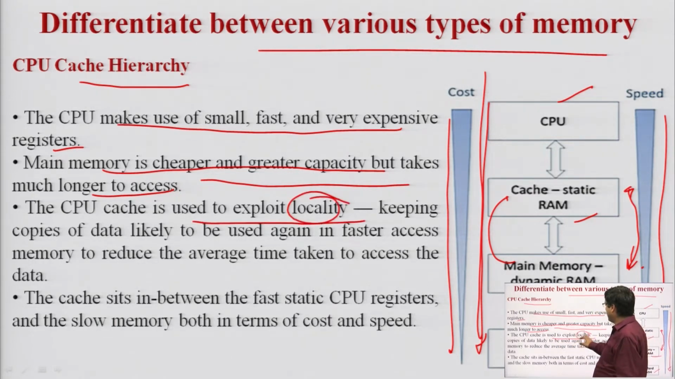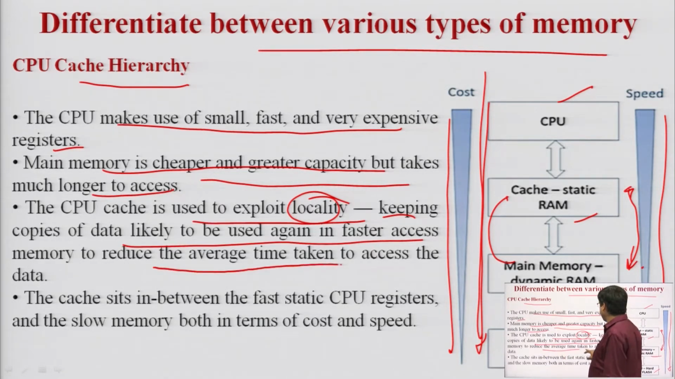What is the meaning of locality? Locality means the information which is stored in memory has some memory location, some address location. So CPU cache is used to exploit locality, keeping copies of data likely to be used again in faster access memory to reduce the average time taken to access the data. So what is the meaning of these lines? The meaning is that the CPU cache is used to exploit locality.